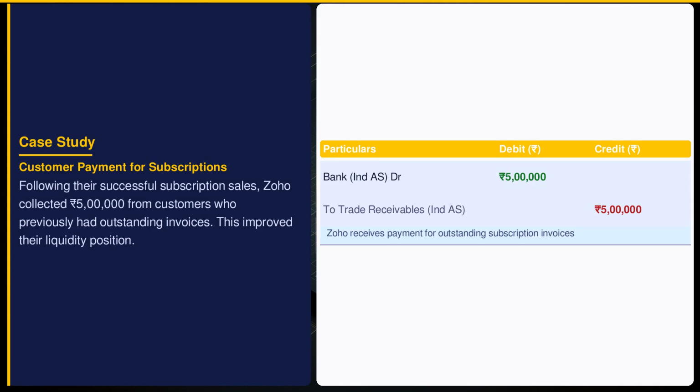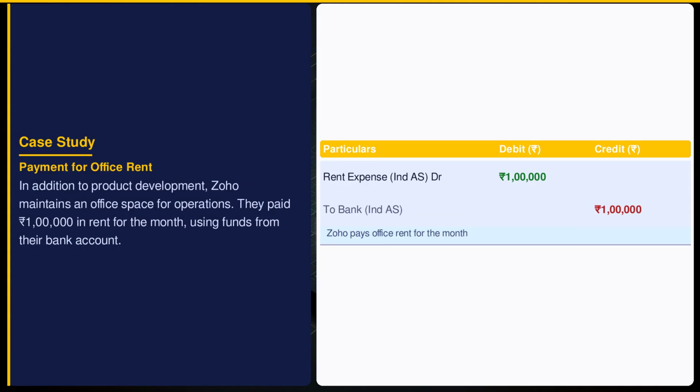invest in growth opportunities. Paying office rent is a regular operational expense for Zoho and essential for maintaining a physical space for their team. Debiting rent expense captures this cost of doing business, necessary for facilitating daily operations. The credit to bank reflects the depletion of cash resources. Such expenses are critical for supporting the infrastructure needed to manage and grow their SaaS offerings.